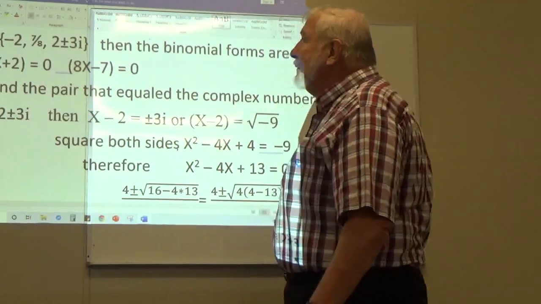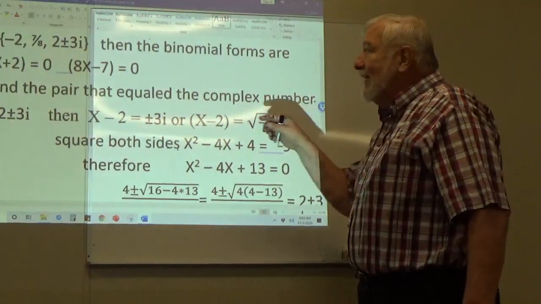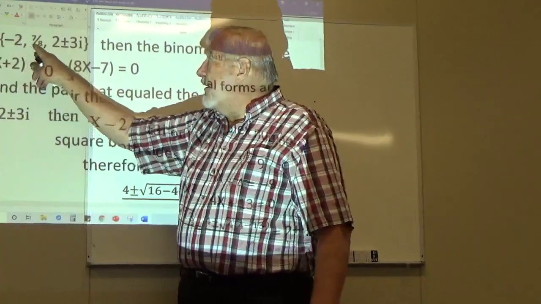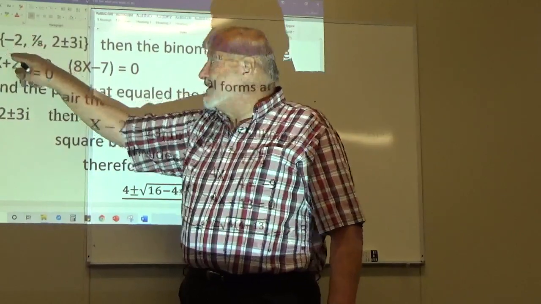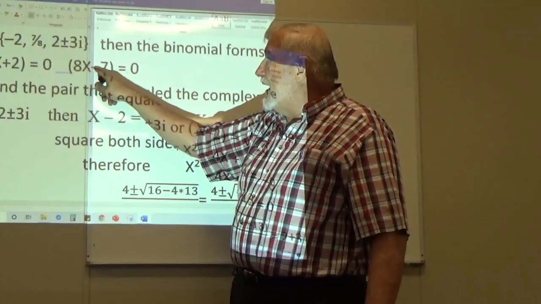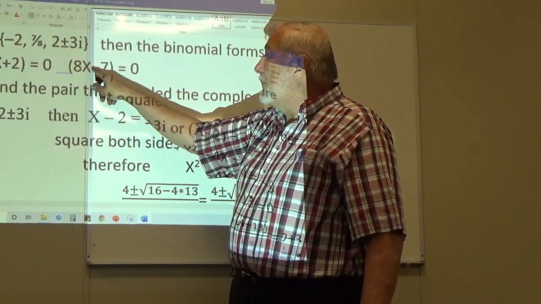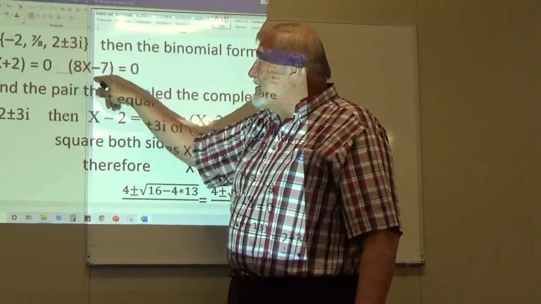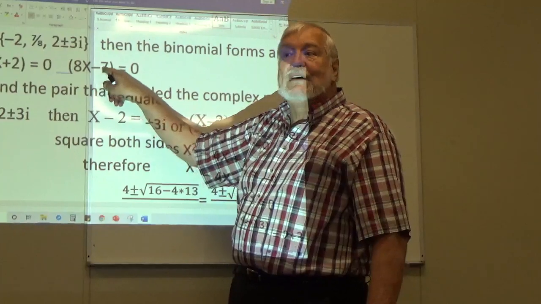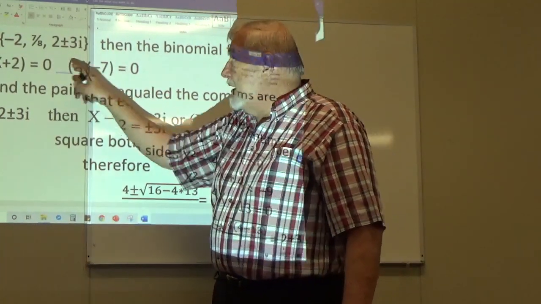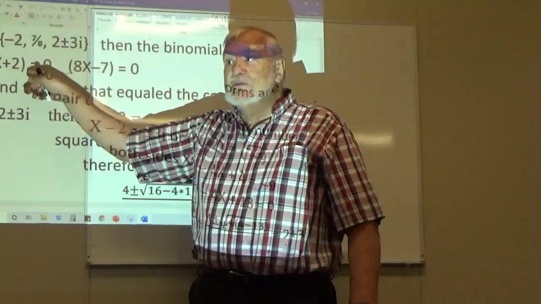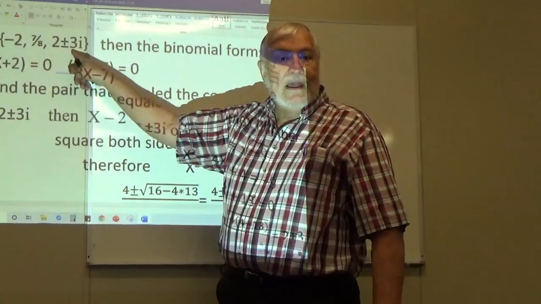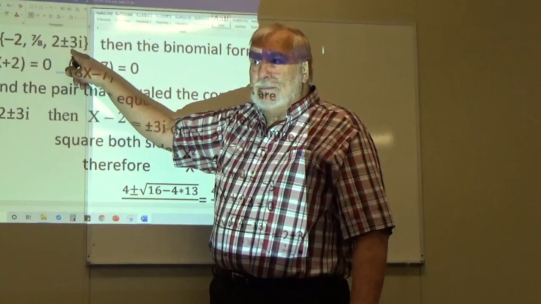0. Now, if x is 7/8, I have to multiply by 8 and then subtract 7. And so I get 8x minus 7 equals 0. If I replace that with 7/8, the 8's cancel, I have 7 minus 7, which is 0. So those are two things that we use our algebra for. This one, the imaginary number, we can't do that.